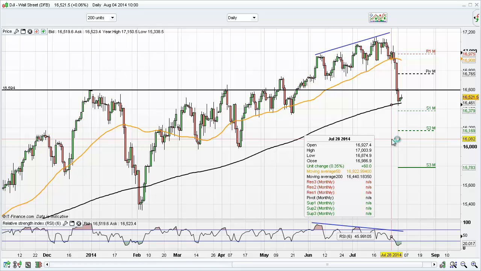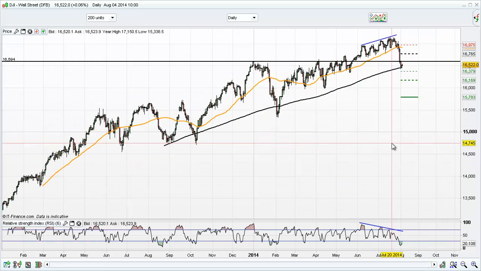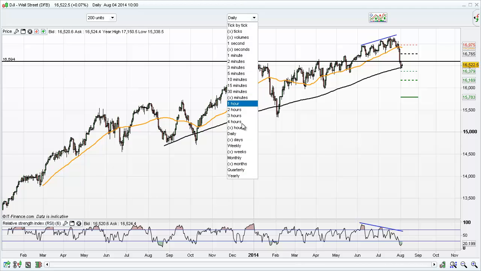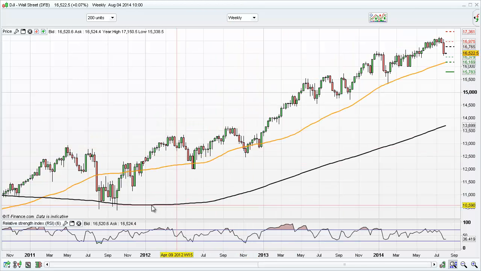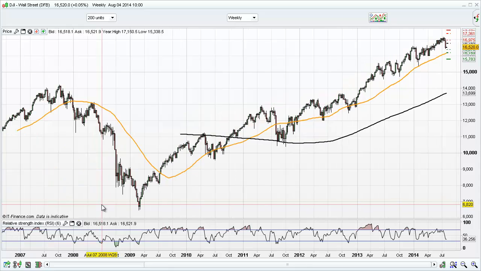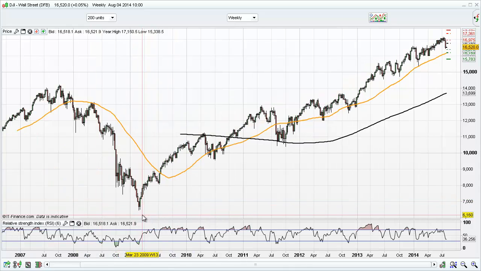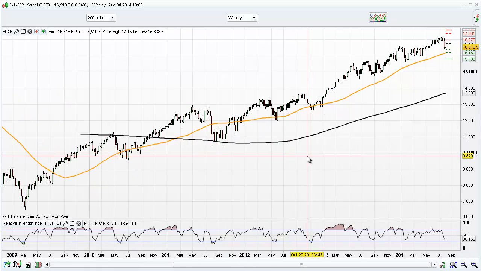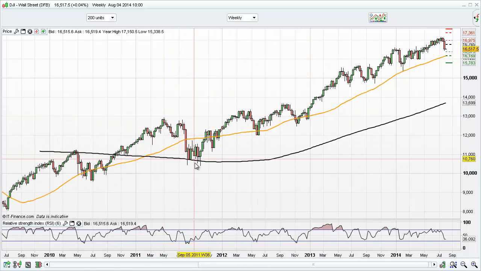The only other thing we want to be aware of is, if we go back a long way, and I really need to go to the weekly to show this, if we take it all the way back since this move up in 2009, you'll notice that the corrections haven't been that big. The biggest one we got was here, and that's when there was a lot of chaos going on in Europe, etc.